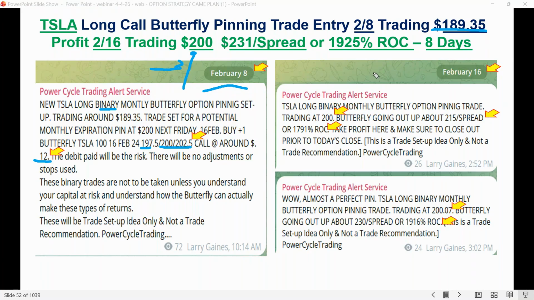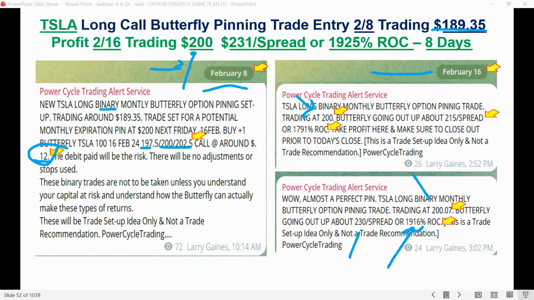And then you can see it real quick here on the 16th. Now it was trading at $200. And then going into the 16th, towards the end of the day, this was a perfect pin. It was trading at $200 right here. This was up on our risk of 12 bucks, a 1,916% return. It was up 230 bucks on that risk of 12 bucks.